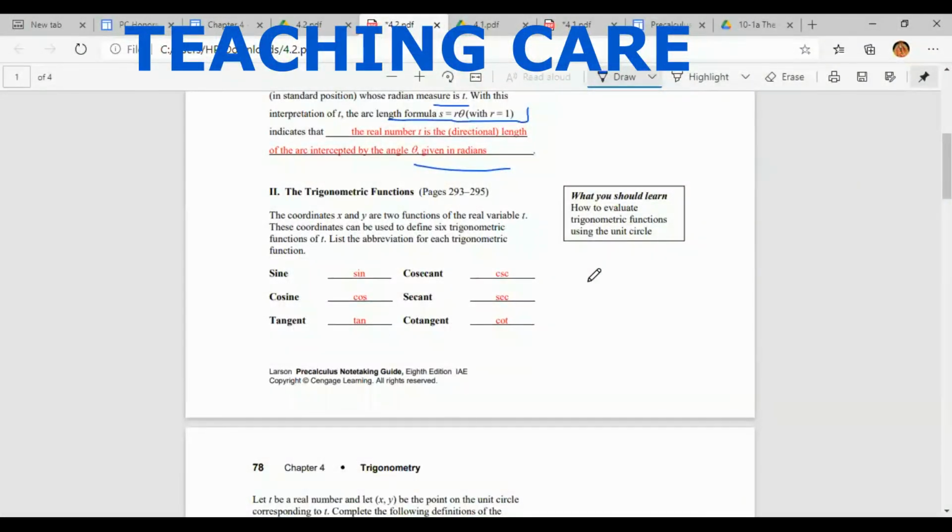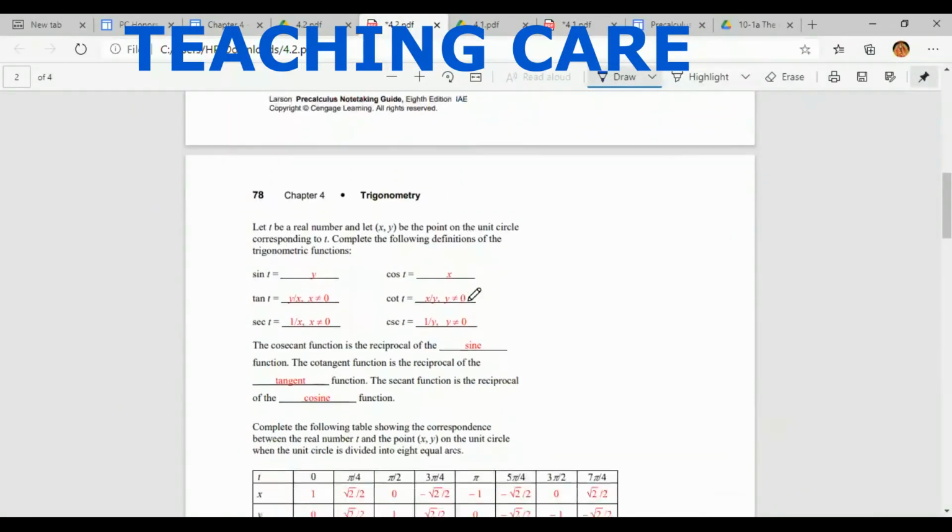Yes. Next, coming to your trigonometric functions. Obviously, when we are dealing with a unit circle, we need the trigonometric functions. The coordinates x and y are two functions of the real variable t. There are 6 trigonometric functions of t: sine, cosine, tangent, cosecant, secant, and cotangent. These are the 6 trigonometric functions we need for defining a unit circle.